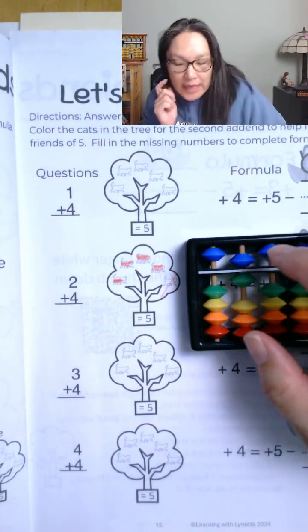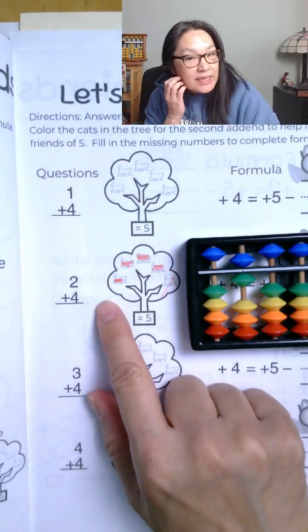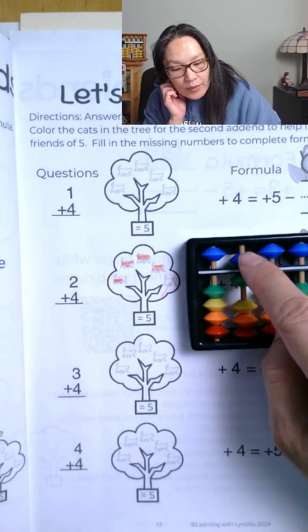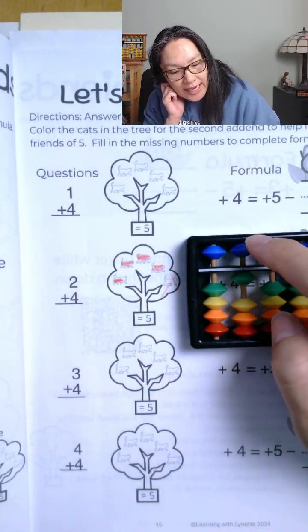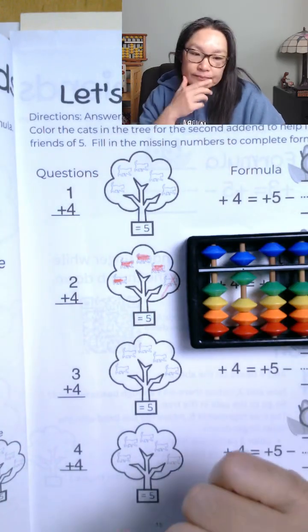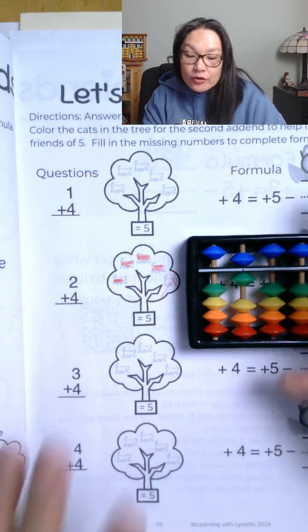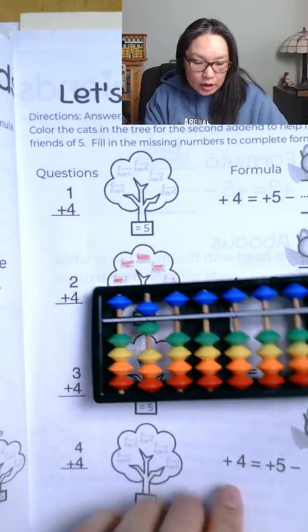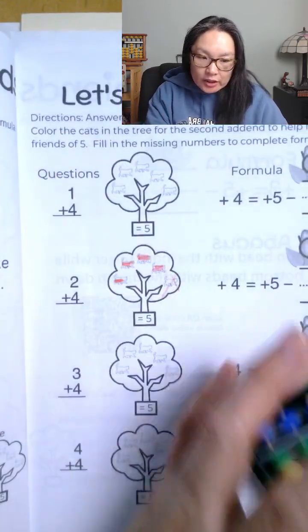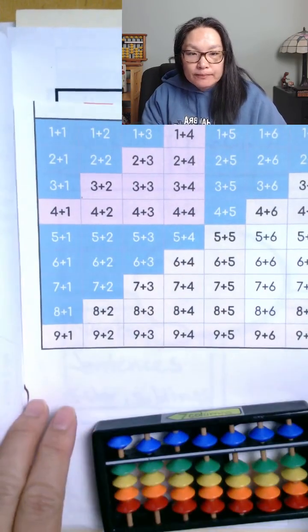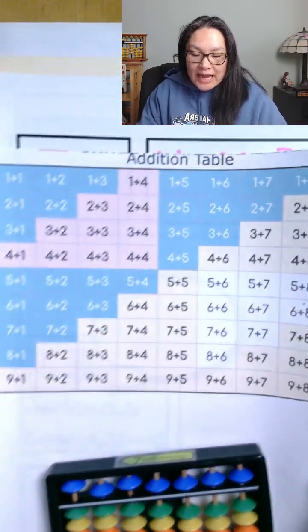So that's the reason why I have cats in a tree, because it's to help visualize how much to add the 5. So we go to our cats in the tree and I add the 5. Does that make sense? And so after we learn our addition, the abacus has a framework, has a pattern.